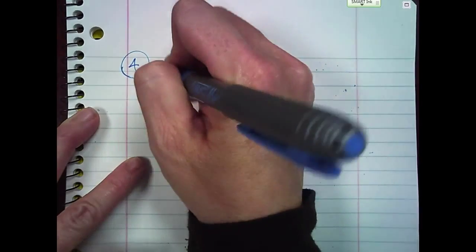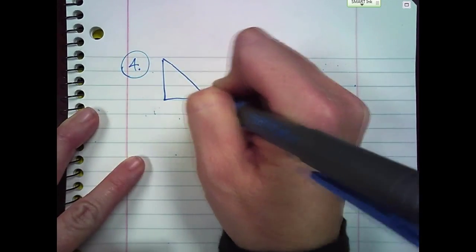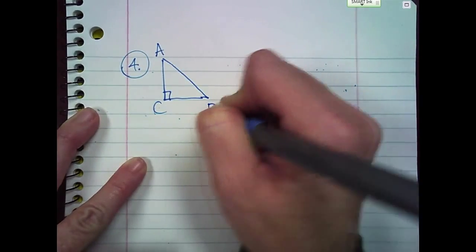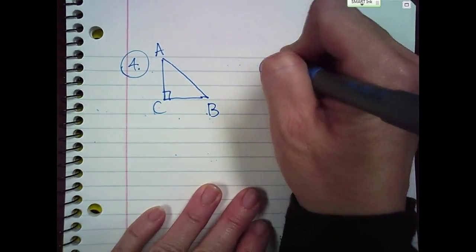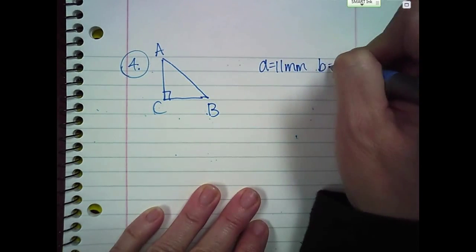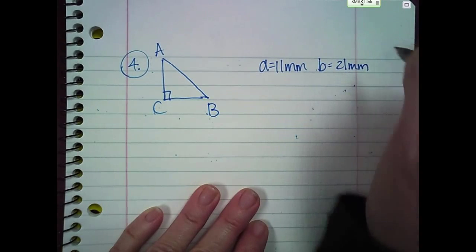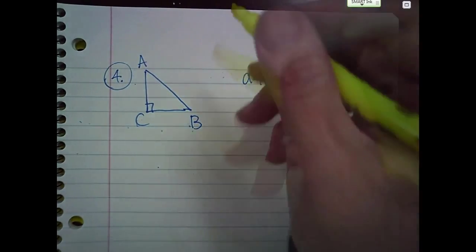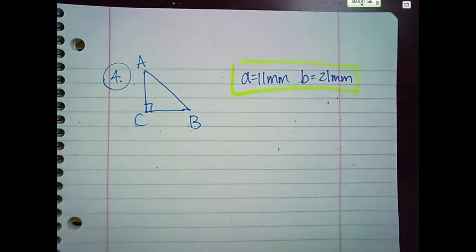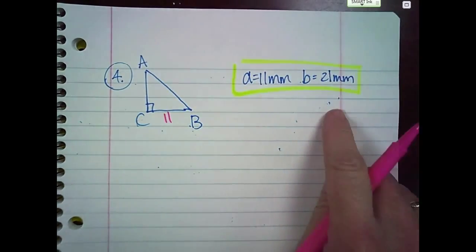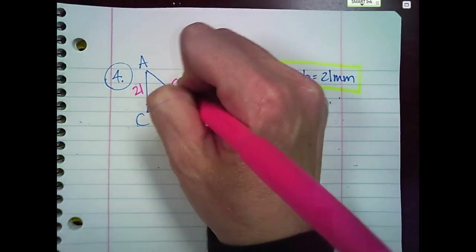Okay, try this one. Here's your triangle: A, C, and B. And this time I'm going to tell you A equals 11 millimeters and B equals 21 millimeters. I didn't give you an angle. These are actually easier. Now let's label what they gave me. A is 11, B is 21, and I don't know C.